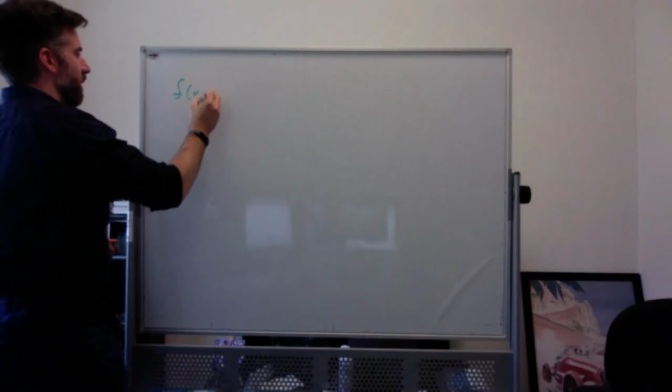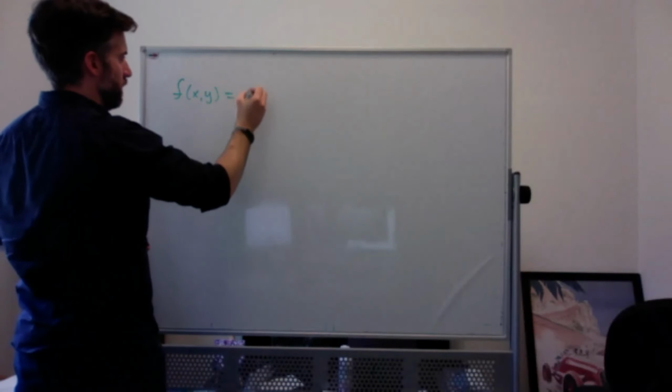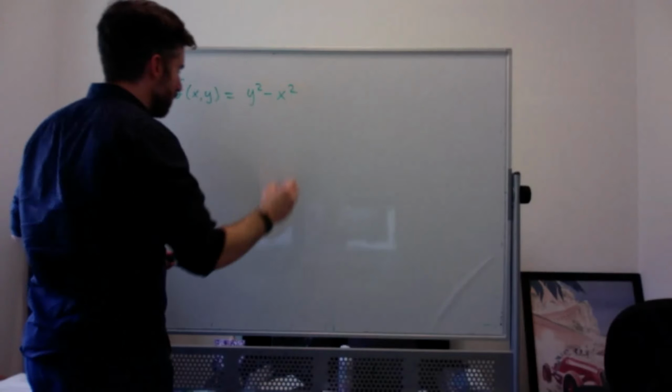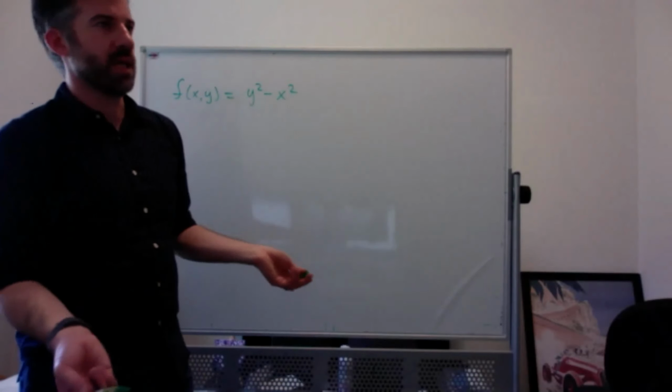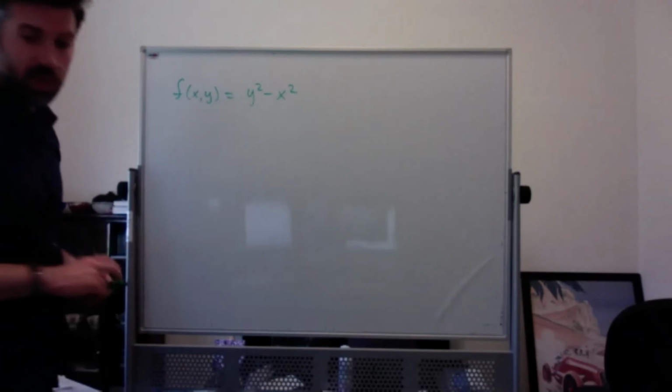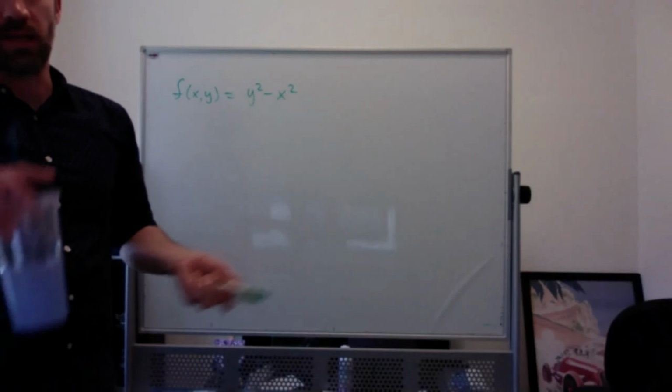So let's look at 2 super straightforward examples. One of them you've already seen, or something like it. Let's say we have the function f of x, y equal to y squared minus x squared, which we know is a saddle. It's the literal prime example of a saddle. And we know that there's a saddle point at 0, 0.